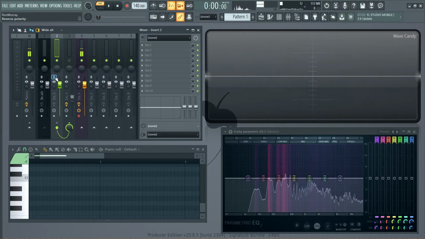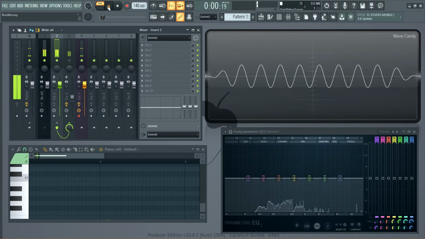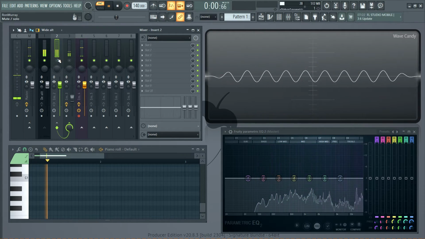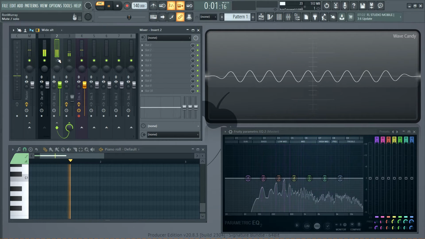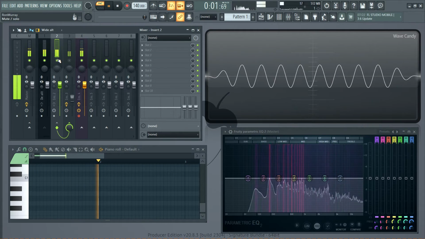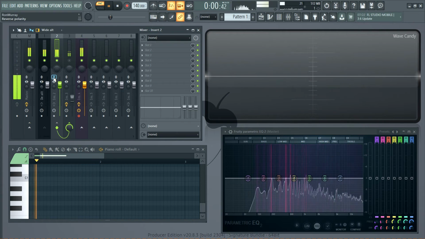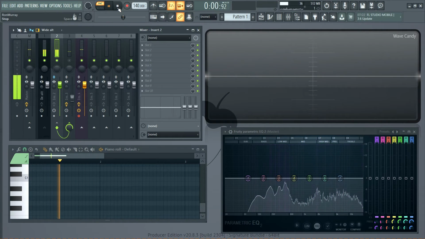If I make the polarity normal again, it's going to come back. If I turn off 2, it decreases. If I turn 2 on, it increases. If I reverse 2, it disappears.